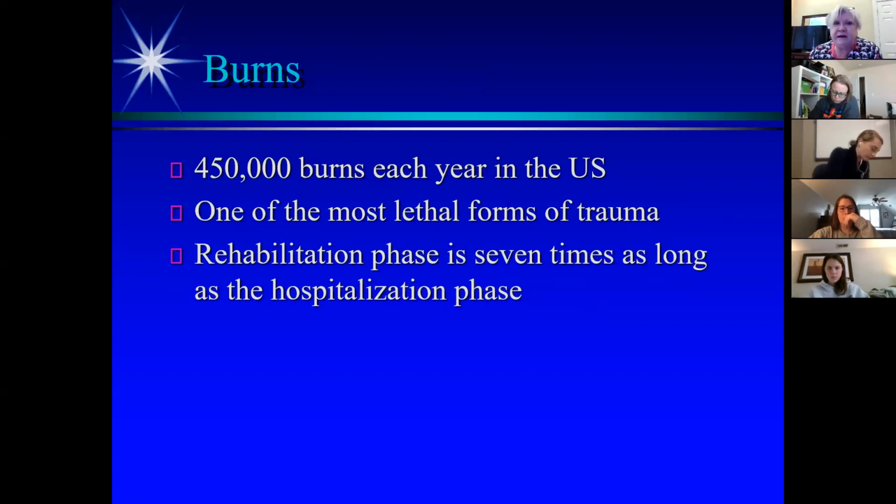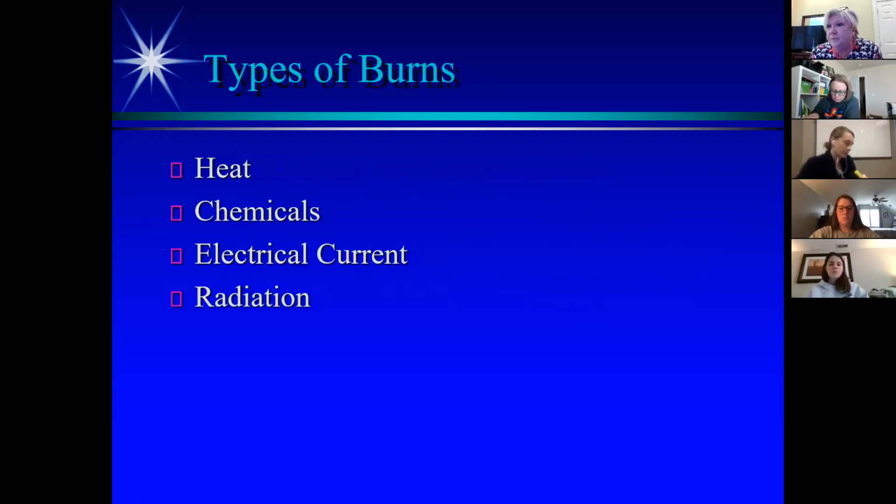Just some pathophysiology. There's about 450,000 burns each year in the United States, so we see it's pretty common. It's a very lethal form of trauma. The rehab stage is about 7 times as long as the hospitalization phase, so rehab is a long, long time as far as burns go. Burns can be caused by a lot of different causes. Thermal burns are typical heat. You can have chemical burns, electrical burns, and radiation burns like from the McGuire nuclear plant. We are going to concentrate on thermal burns during this course. It is the number one thing that we're going to deal with.